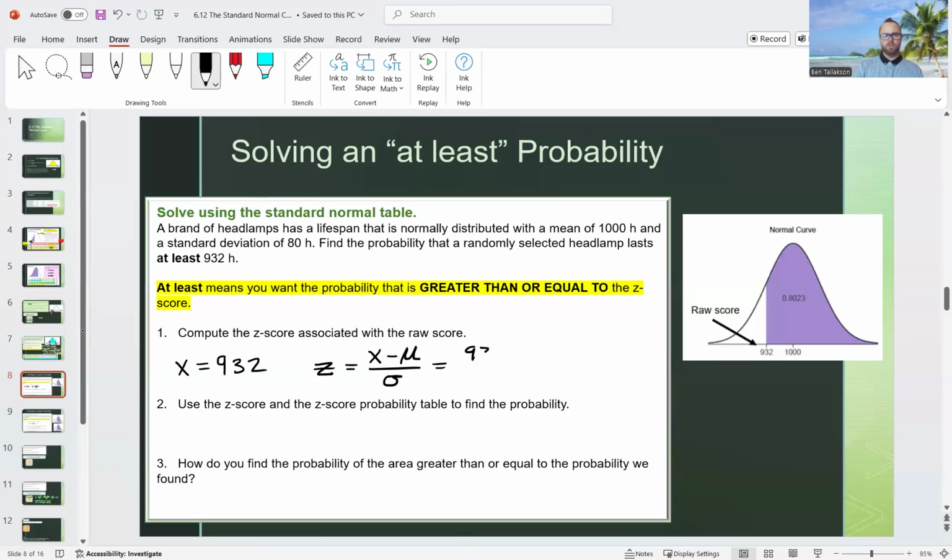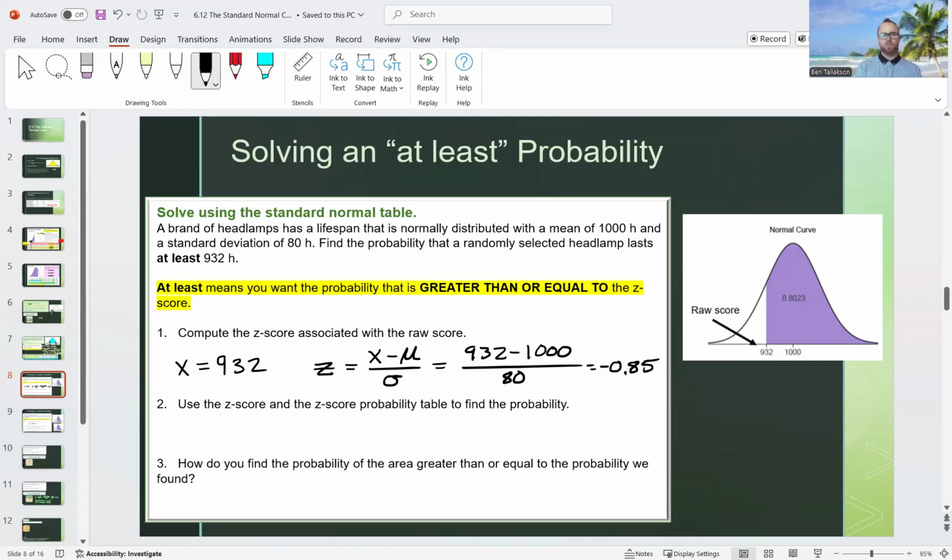So raw minus mean, they told us 1,000, over standard deviation 80. Interesting. What do you see right away? I see a negative z-score. So you do some calculator work to subtract and divide. We're going to get negative 0.85. That's the z-score. Let's keep everything clear in our minds, okay?